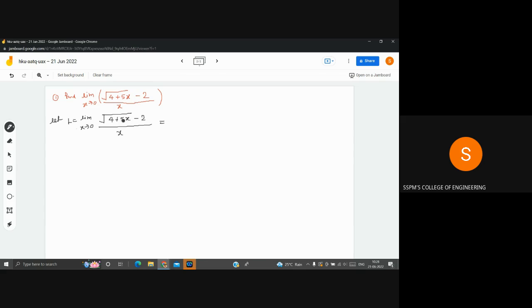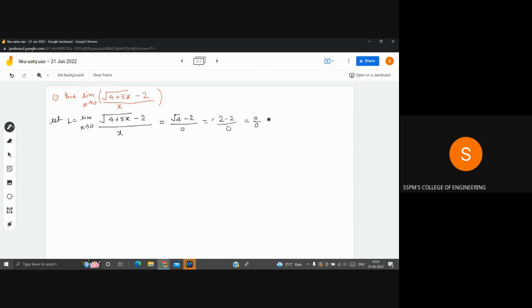x tends to 0, meaning here 5 into 0 is 0, 0 plus 4 is 4, so root of 4 is there, minus 2, upon x which is 0. Root of 4 is 2, 2 minus 2. So we get 2 minus 2 upon 0, and 2 minus 2 is 0, upon 0. Means we are getting the limit in the form 0 by 0, no?